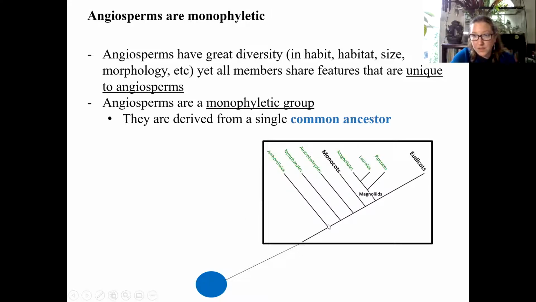This box has inside of it all of the angiosperms. And this blue dot is showing you that there was some common ancestor in evolutionary time that they all are derived from.